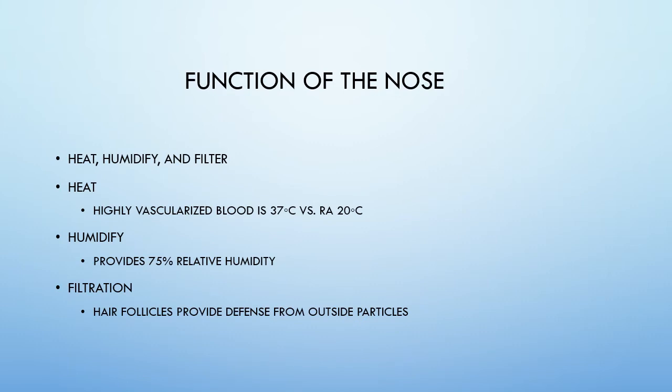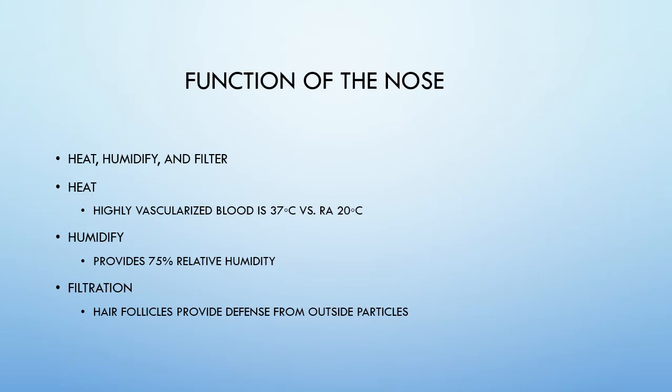So we talked a little bit about functions of the nose, but they're important. And so again, remember that there are three main functions: heat, humidity, and to filter. So how does it heat up? Well, it's highly vascularized. That's why people get nosebleeds. It will heat things to body temperature, which is 37 degrees centigrade, versus room air, which is actually only about 20 degrees centigrade. So it's heating at about 17 degrees. It doesn't seem like a lot, but it is. And it makes all the difference in the world.